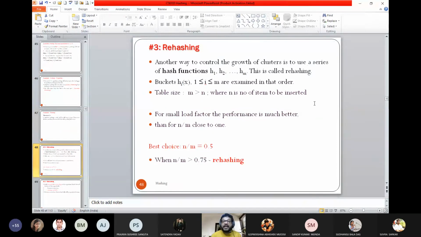If it is only a linear array type, then I need 1000 records. And these are the experimental findings: if n by m is greater than 0.75, you can go for rehashing. I'll explain what rehashing is. That means the whole table will be destroyed.